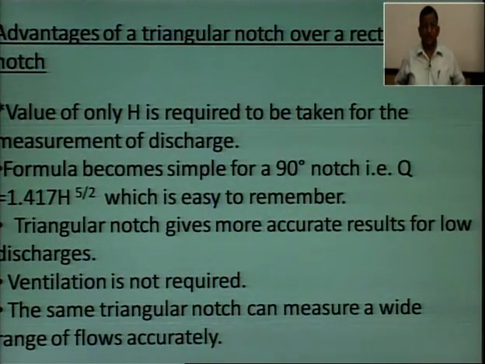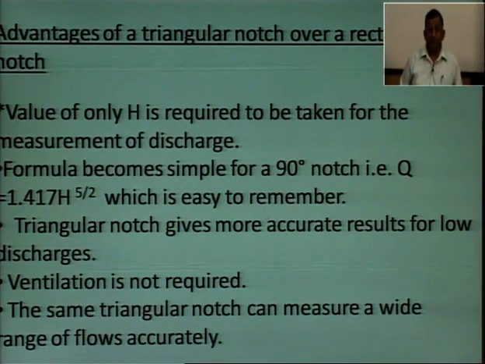Then we come to the next article, advantages of a triangular notch over a rectangular one. Only the value of H needs to be measured for calculating the discharge. The formula becomes very simple for a 90 degree notch: discharge is equal to 1.417 H raised to power 5/2, which is easy to remember. Triangular notches give more accurate results for low discharge, and there are other points.